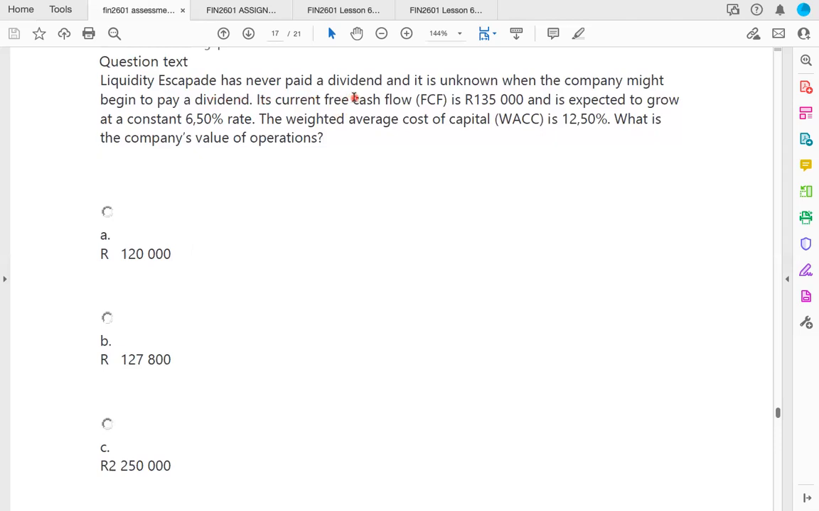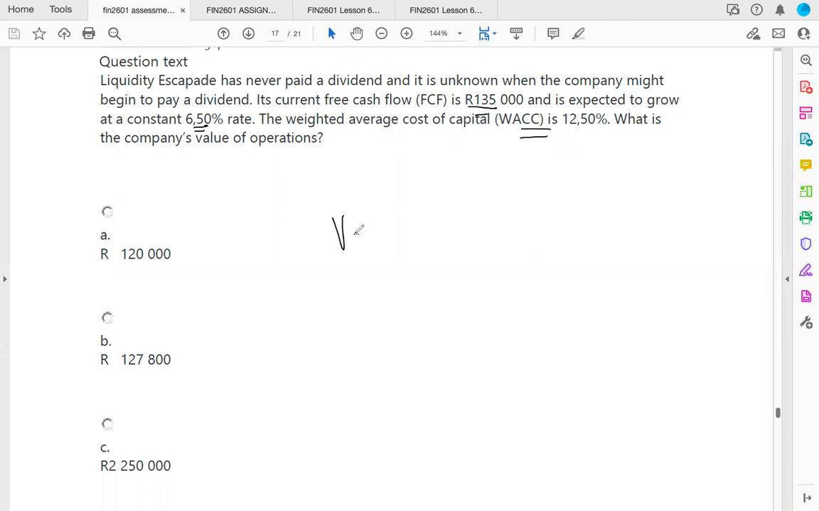Liquidity Escapade has never paid a dividend, and it is unknown when the company might begin to pay a dividend. Its free cash flow is 135,000 Rand and is expected to grow at 6.5%. And then we can use the weighted average cost of capital to determine the value of operations for the company.